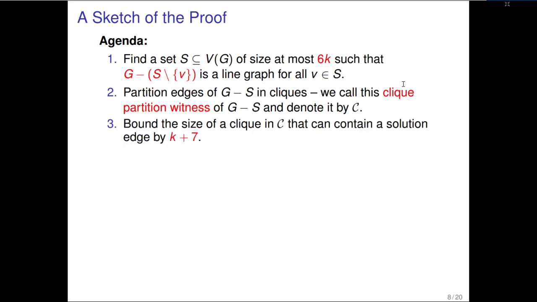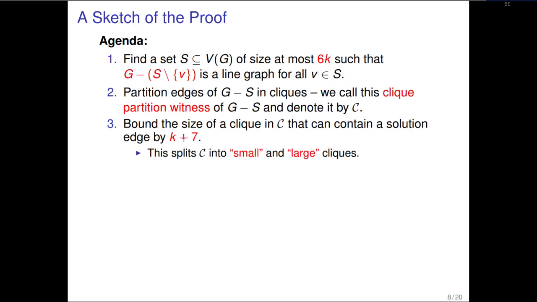Having this, we now look at the cliques in C, the cliques in the clique partition witness, and we show that the cliques of size at least k plus 7, so large cliques, do not contain any edge in the solution. This allows us to split cliques into small and large cliques, and we can now be concerned more about the interaction of the solution only with the small cliques.